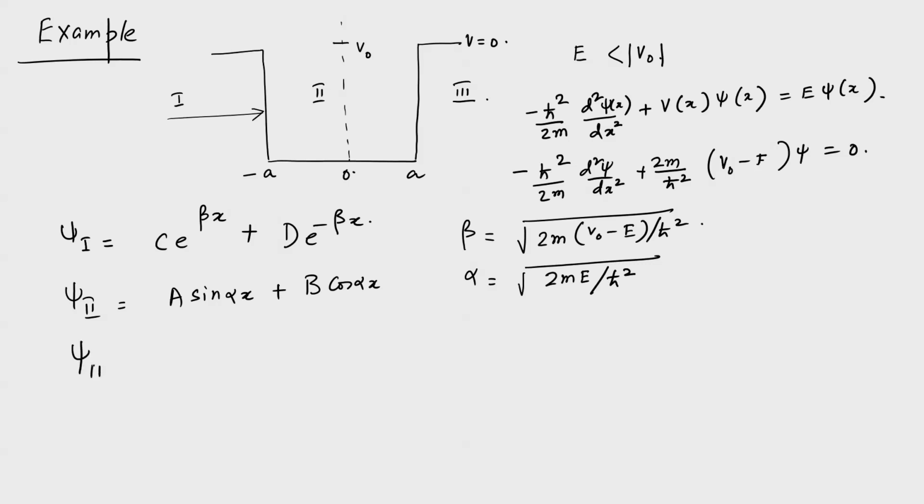Psi 3 has a solution which is similar to psi 1, except that it does not have a reflected component such as psi 1 has. So, it is like this in region 3, okay, and one can apply the boundary conditions.